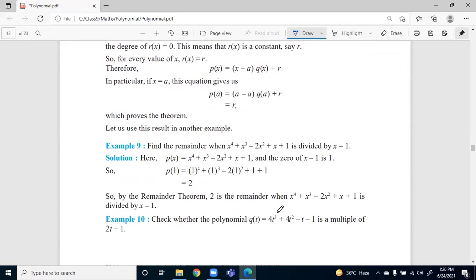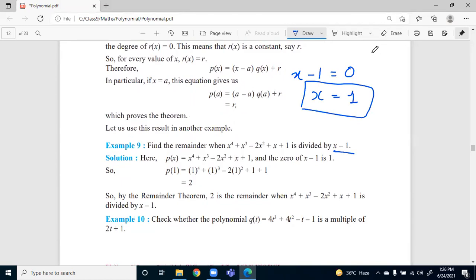And what is the way? I take the divisor and equate the divisor to 0. So I got, with -1 moved to the other side, the value of x is 1. Now without undergoing long division, I just have to substitute the value x is 1 in this dividend.